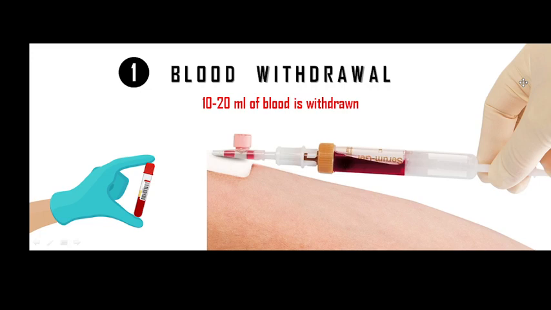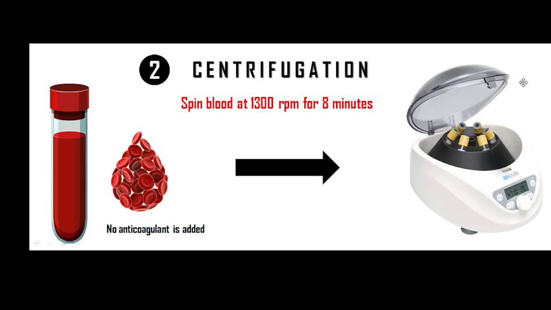First, as we said, we perform blood withdrawal from the patient. 10 to 20 milliliters of venous blood is withdrawn from the patient and immediately put into the test tubes. Then the blood tube is put inside the centrifuge. We spin the tube at 1300 RPM for 8 minutes.